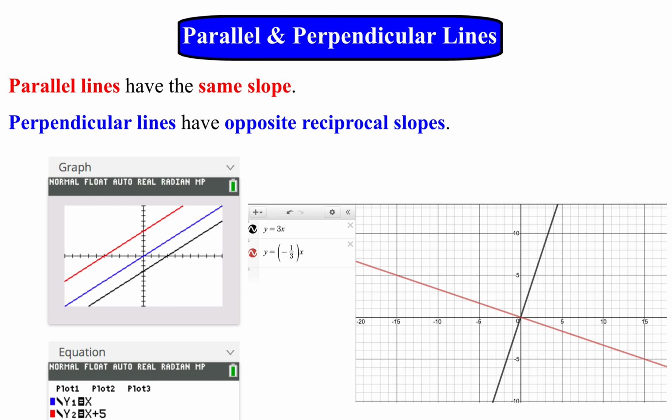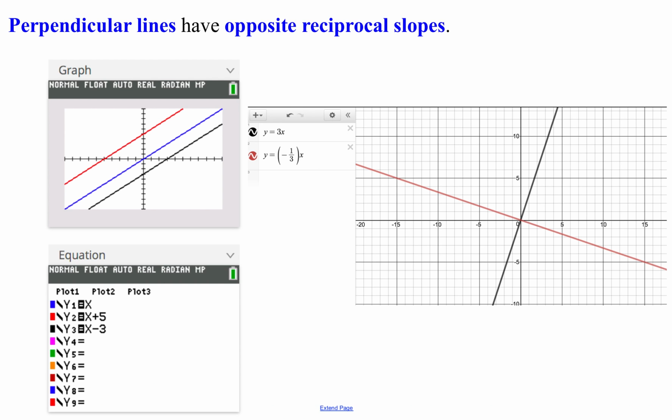So here's an example for you of a couple of lines that are parallel. So we have y equals x plus 5, and y equals x minus 3. The slope on all 3 of these lines is 1. The only thing that's changing is where they cross the y-axis, or the y-intercept. So those are parallel lines. Here's an example of perpendicular lines. We have y equals 3x and y equals negative 1/3 x. These are opposite reciprocals, 3 and then negative 1/3. And if we multiplied those together, we would get negative 1. So the product of their slopes is negative 1.